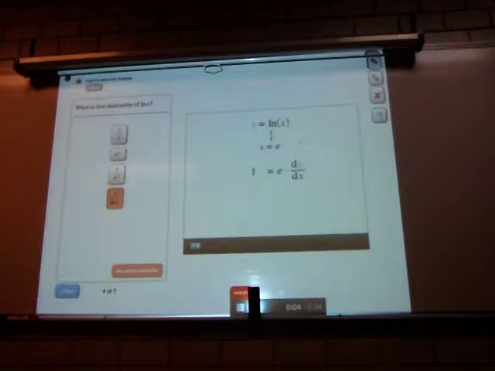The derivative of ln of x is the derivative of y. What's dy dx? Well, dy dx we can get by solving this equation here. It's just 1 divided by e to the y. Now we want this side to be in terms of x. All the answer choices have x's in them and no y's. To turn that e to the y into an x, you can use this equation. Give it a shot.